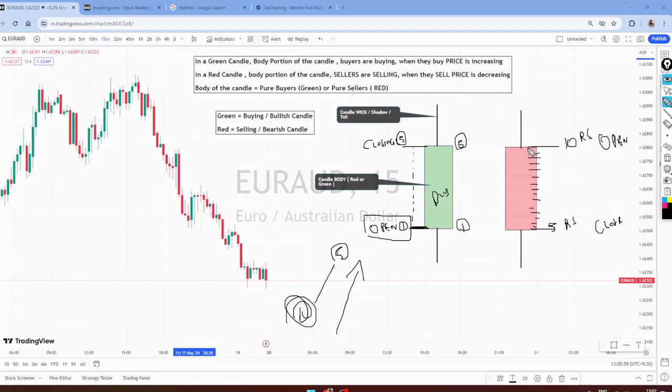Okay, red candle always opens at the top, green candle always opens at the bottom. So green candle means ascending order, red candle means descending order. I believe everyone knows ascending and descending order. In your school days you studied it, right? In elementary school you would have studied ascending order: 1, 2, 3, 4, 5, it's an ascending order. 10, 9, 8, 7, 6, it's a descending order, right?